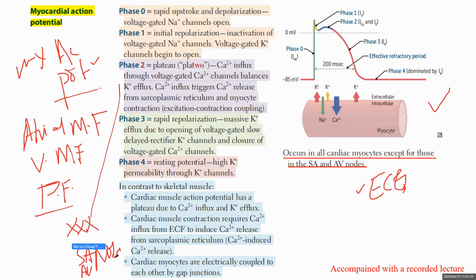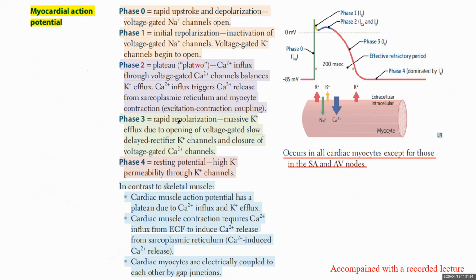doesn't occur in both of them. This is very important because the nodal cells have a different kind of action potential, and we will just learn at the beginning specifically the working of the myocardial cells in the ventricular myocytes. Okay, so let's look at the overall phases.